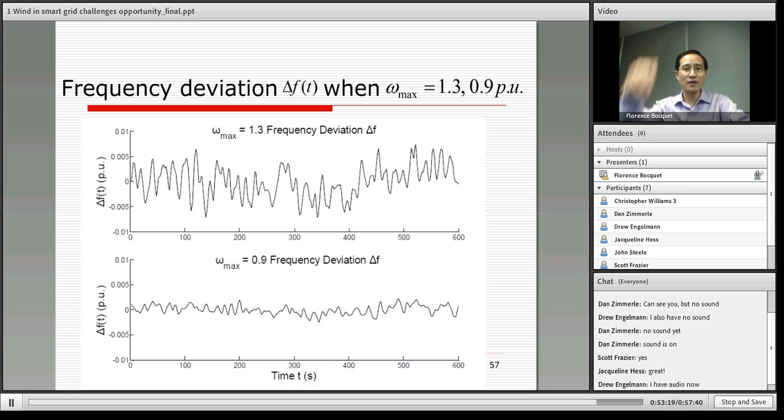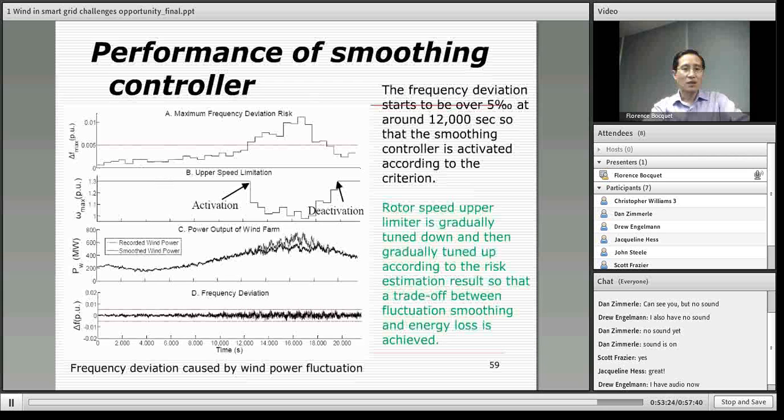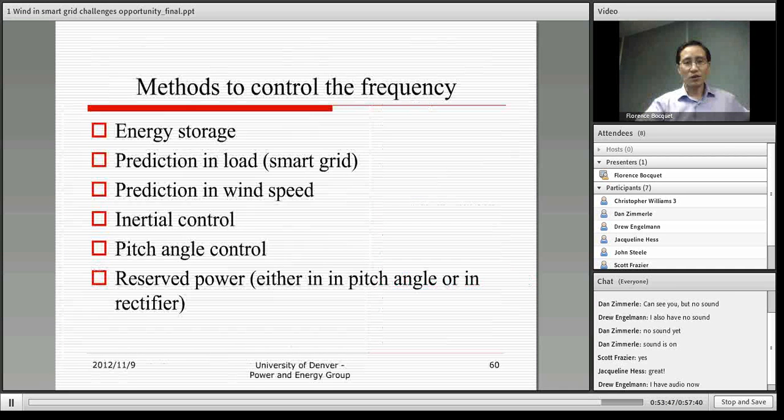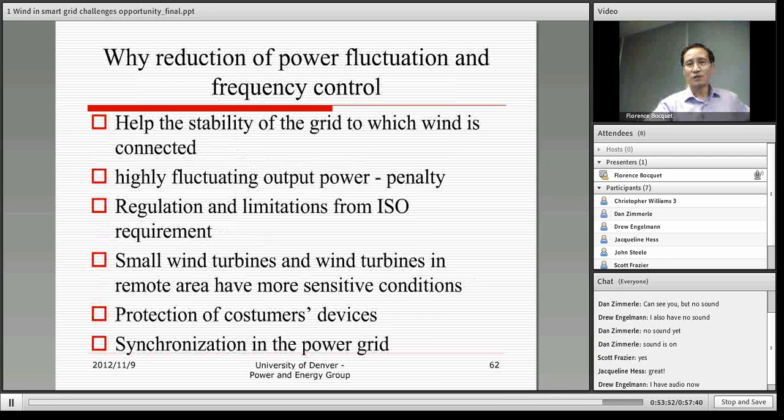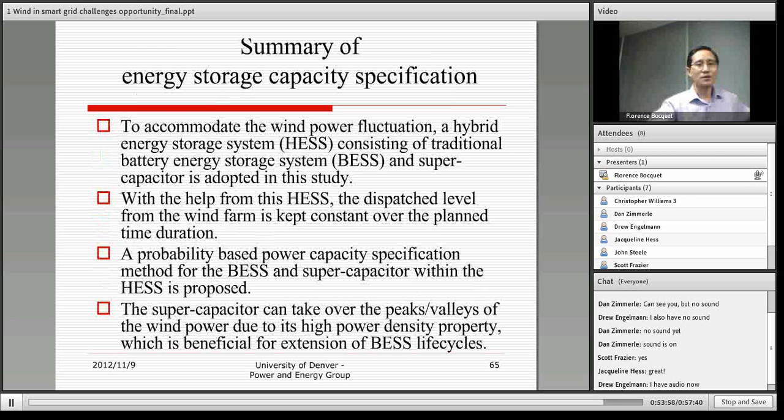by tuning down the rotor speed, right? So we can look at that, and then we can achieve smoothing control. There's an optimization going on, and as we see, the frequency is here. By doing that control, the frequency is maintained within that 0.5% range, okay? And overall, I ran out of time, but we can also do frequency control and other stuff. But maybe let me stop here.